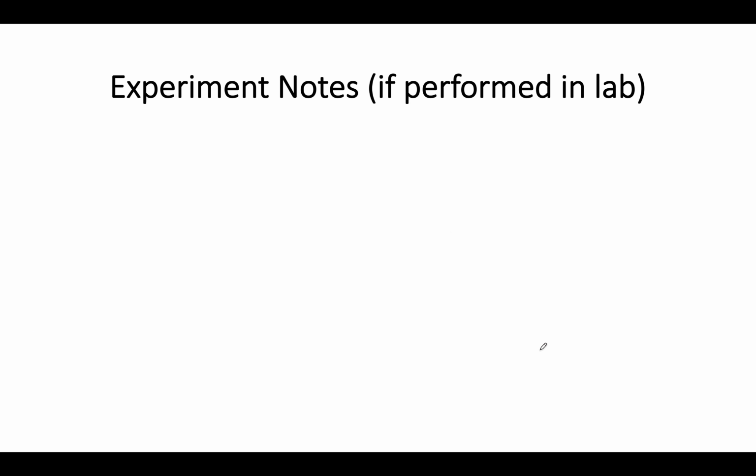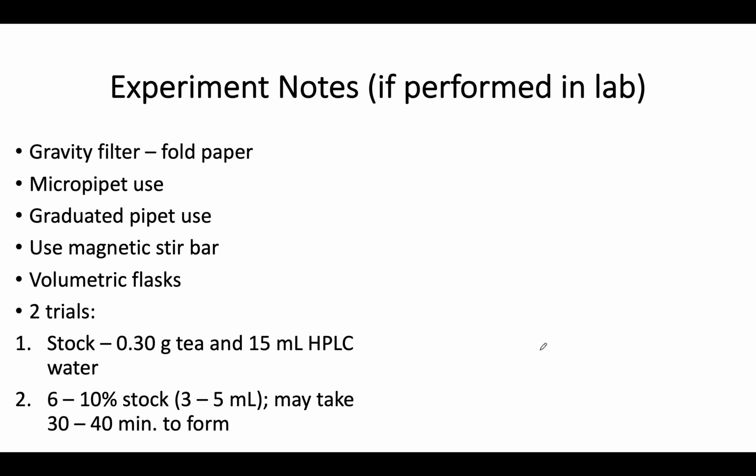Okay, so if you are performing this in lab, here's the reality. There's a lot of techniques in here. The gravity filter, you do that with filter paper, but you have to fold up the paper. You have to make sure the paper is adhered to the funnel, put some water on it, make it seal really nicely. This is the only class out of Chem 152, 200, and 201 that uses micropipettes. So it uses micropipette at a very small volume.